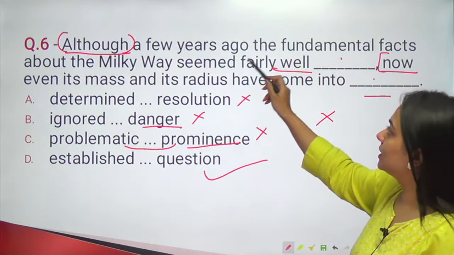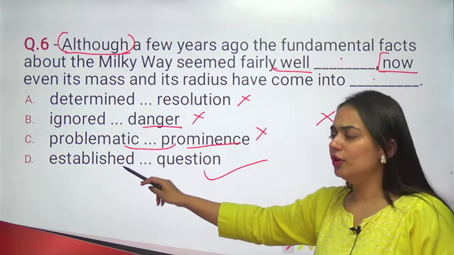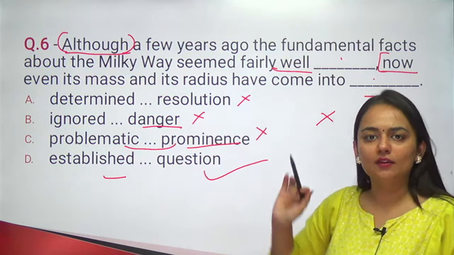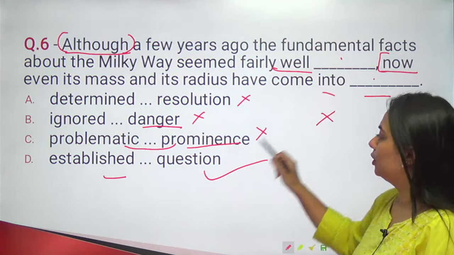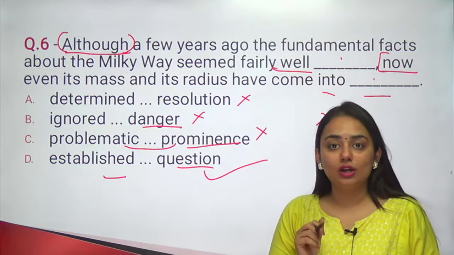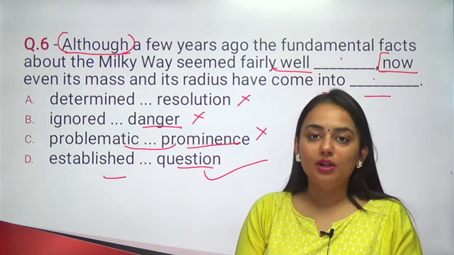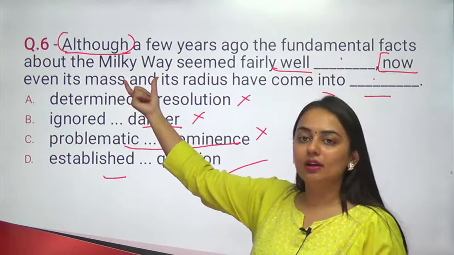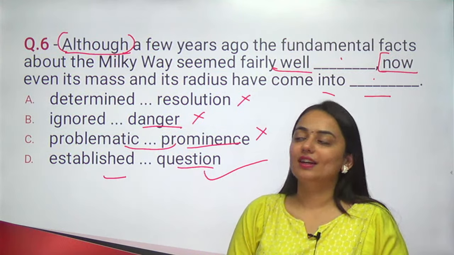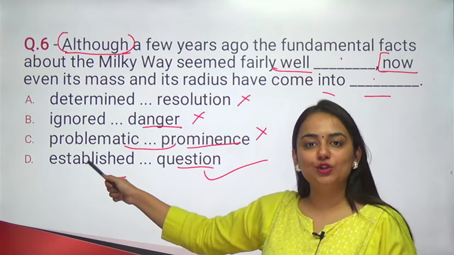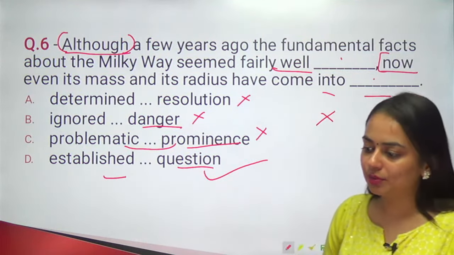Even though a few years ago we thought we had established the fundamental facts about the Milky Way galaxy, that we knew all the fundamental facts about it, now even its mass and its radius have come into question. But now we are so unsure about this, we still have to do so much experimentation, that even such a simple thing as the mass or radius of the Milky Way galaxy has come into question. So these are quite opposite. Established is well known, questioned is which still has to make its way, still has to be established.